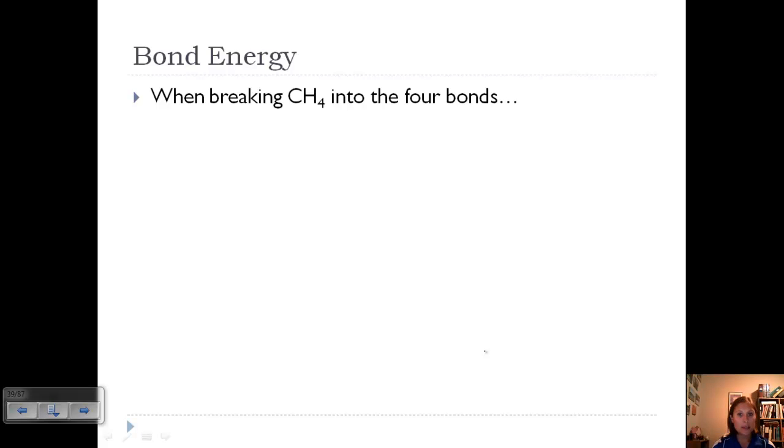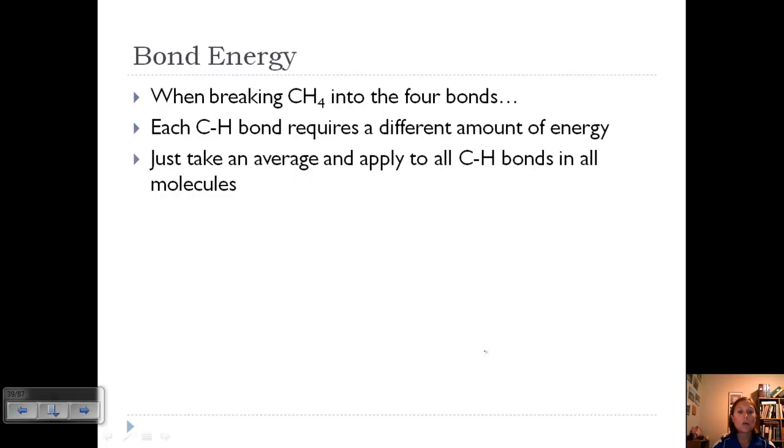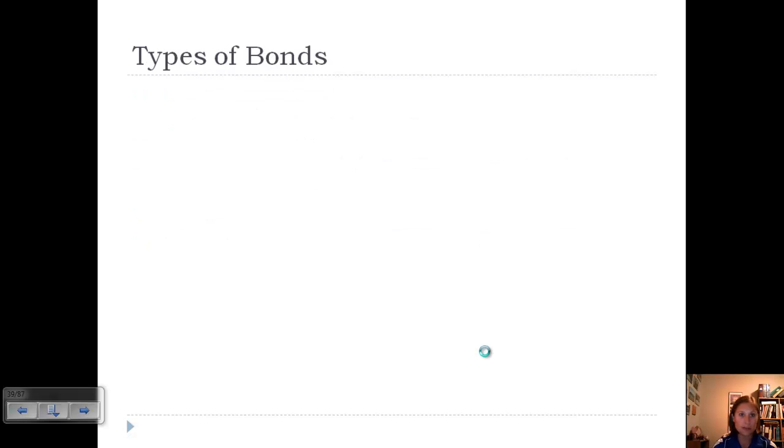When we take that methane, that CH4, and break it into 4 bonds, each C to H bond is going to require a different amount of energy. And so we can take an average, and then we apply that average to all C to H bonds in all molecules, and that's how we got that, I believe it was 413 in the previous example. Okay, we're taking an average. So bond energy is going to depend on the environment. And there's an appendix in your book that gives you bond energies for several different bonds, C to H, O to H, some double bonds, triple bonds, whatever.